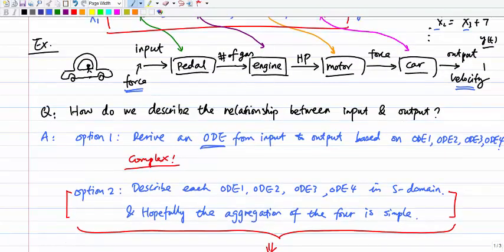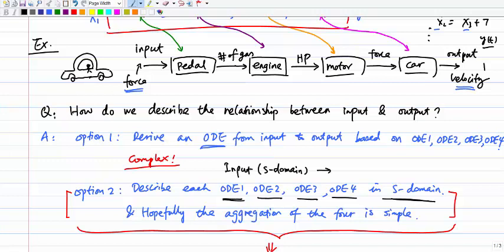So the key concept here is we want to describe each ODE, ODE 1, ODE 2, ODE 3, ODE 4, in the S domain. The goal is hopefully once in the S domain I can figure out the input, which is in the S domain, to the output, which is also in the S domain. So hopefully I can find a relation between the input and output in the S domain, not in the T domain, because in the T domain it's difficult. Then hopefully I can aggregate this input-output relationship in the S domain directly.